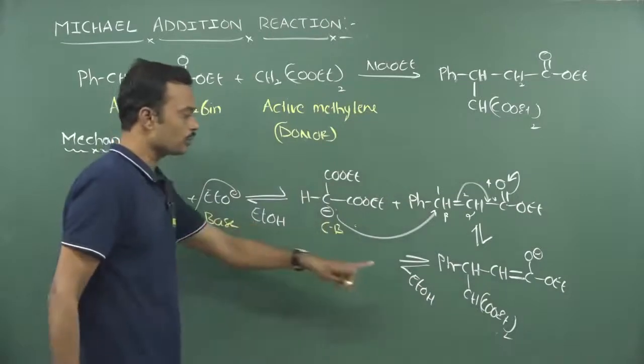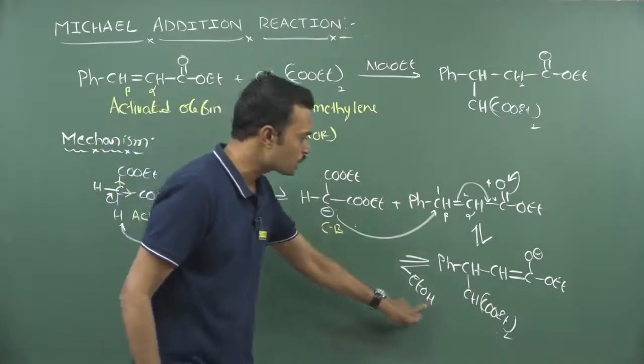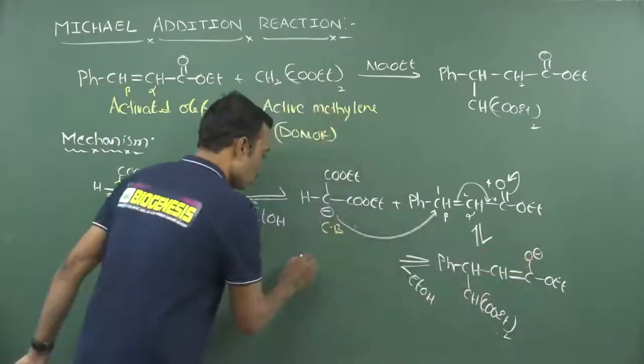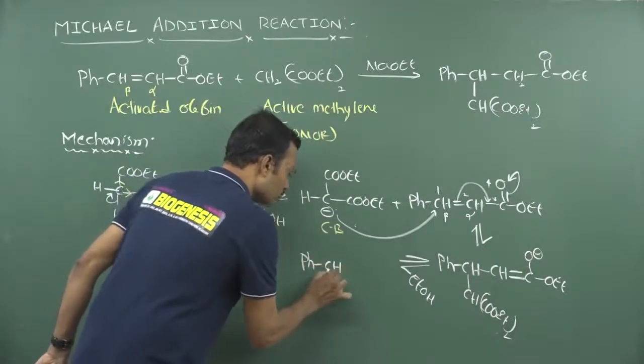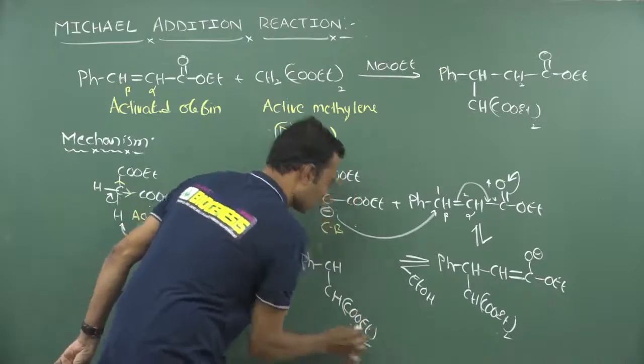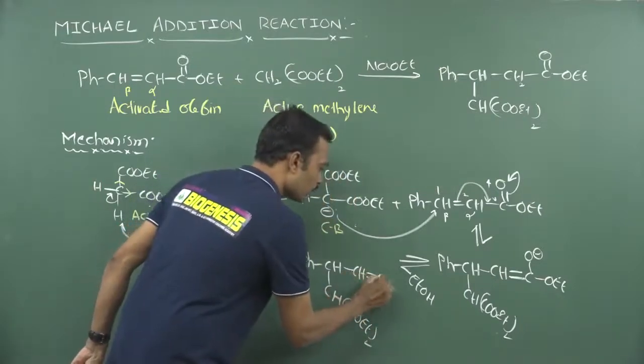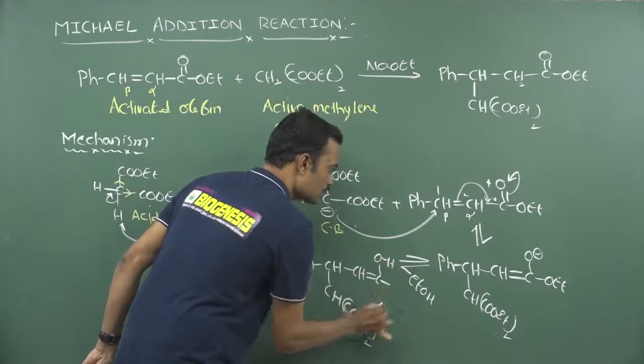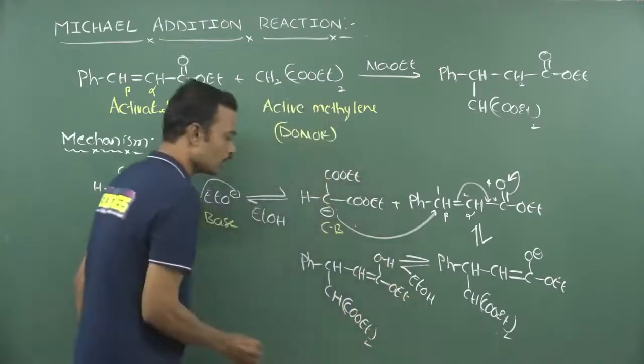This alcohol is going to be written here one more time. This will donate its proton and that will be added here. So after adding the proton, now this carbon is CH(COOEt) taken two times. Next, this one carbon has OH and OEt. This is an enol form.